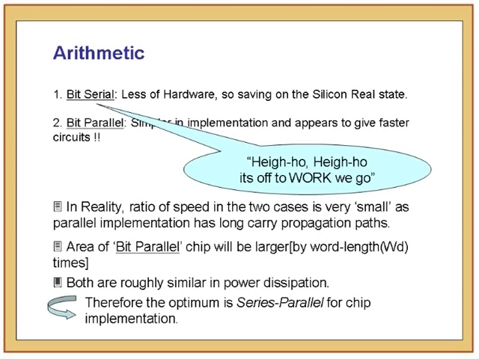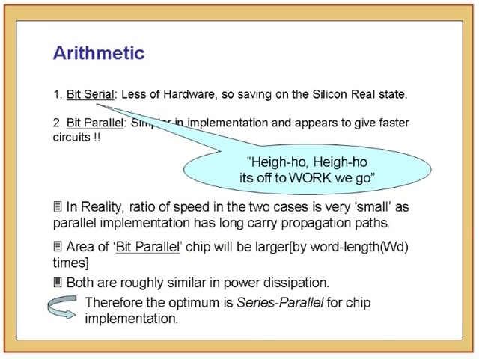Now come to what we are looking for, which is arithmetic. If you see arithmetic, there are two kinds, mostly popular: bit serial and bit parallel. All of you are aware, and maybe expert on that more than me, that bit serial requires less hardware and therefore less silicon area. In the case of bit parallel, it's much easier to implement. It also looks faster because it's a parallel processor. If you have a big task to handle and ten people lift at a time, that task can be handled in one go. That's the idea behind bit parallel.